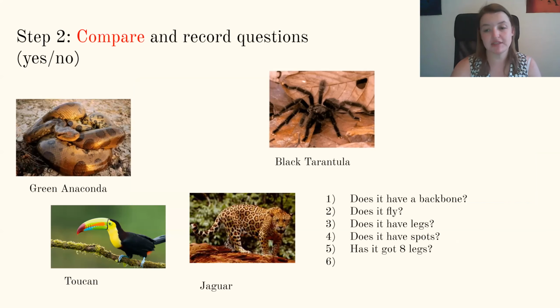The first question that came to my mind was, does it have a backbone? Because 3 of the animals on the screen have got backbones, the snake, the bird, and the mammal. But the black tarantula is an invertebrate, so that would separate that out from the other 3 animals. So then I would be left with 3 animals, and I need to think about what separates them, what's different, what makes them special. So does it fly?